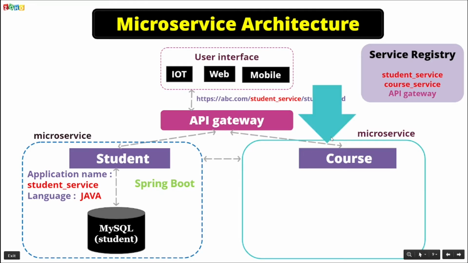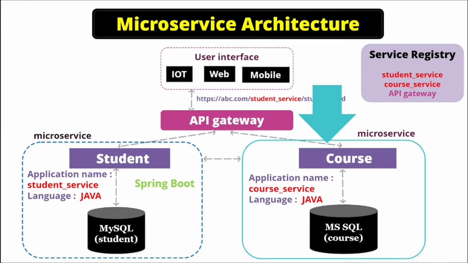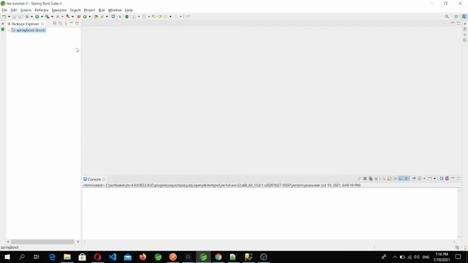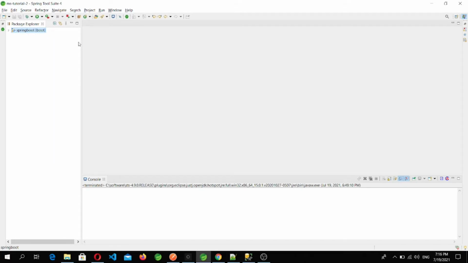Now we have to create our second microservice, course. For this, we will use MSSQL, Microsoft SQL database, SQL Server, and we will keep the application name as course underscore service. Here also we will use Java language and Spring Boot for the development. This was our first microservice, student microservice. So similarly, we will now create a course microservice.